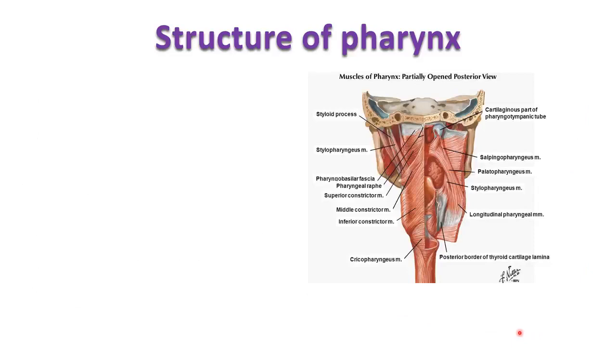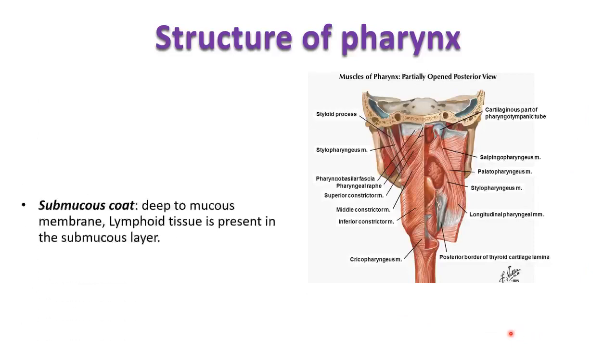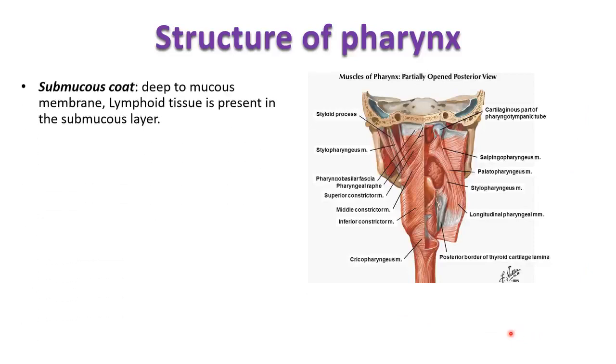Coming to the next layer, the submucous coat. Deep to the buccopharyngeal fascia you have mainly the muscular layer, which we will see in detail. Deep to the muscular layer you have the pharyngobasilar fascia and then the submucous coat, which is present deep to the mucous membrane. So your lymphoid tissue is also seen deep to the mucosa.